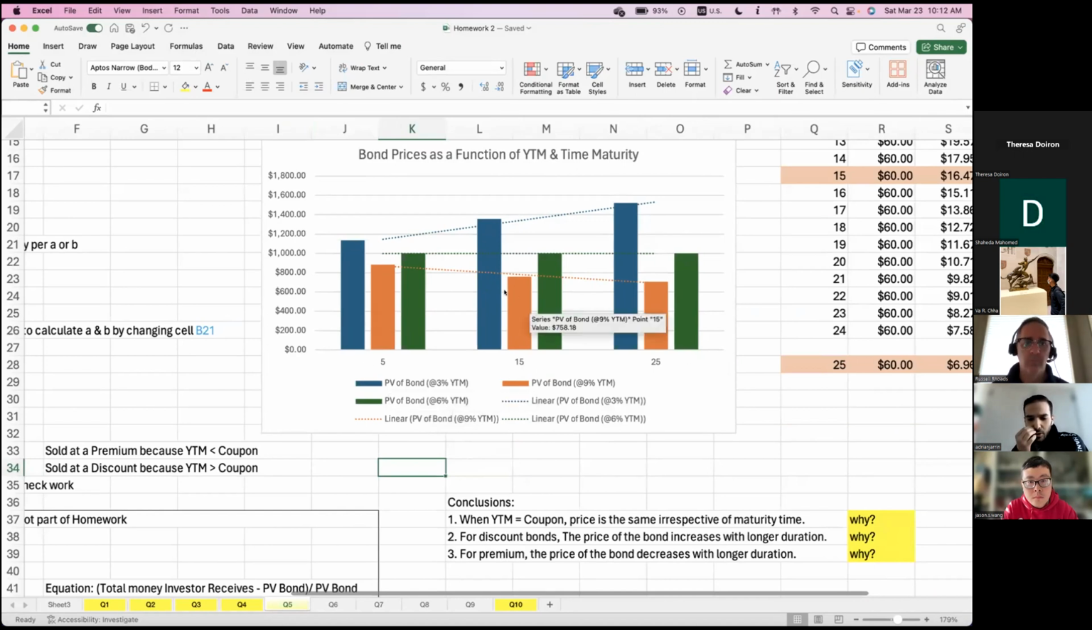The conclusion of the observation that I saw is that for the discount bond, because we have to sell it, the YTM was lower than the coupon. The price of the bond increases as a function of time. The opposite is true for the premium, which is the 9% YTM, the orange plot. That trend line decreases, and I want to understand why the price is cheaper as you go out in time, or higher if you're looking at the 3% YTM.